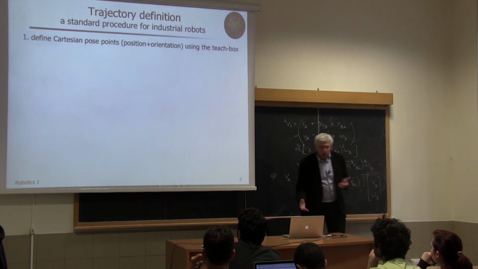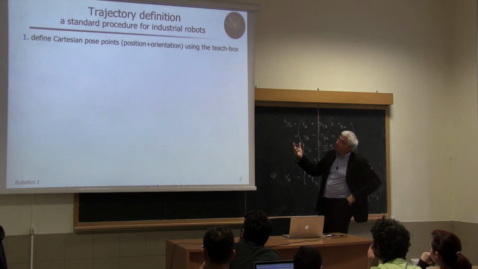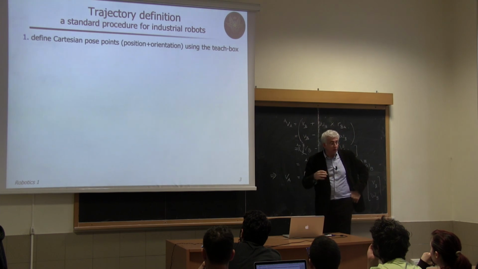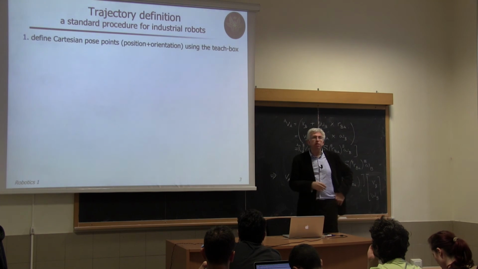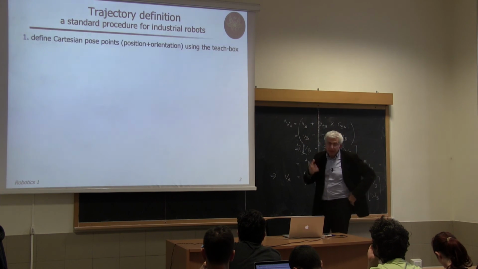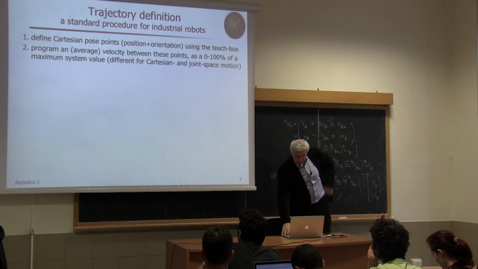So how do we do this in a standard robotic environment? This is a typical procedure. We define essentially Cartesian poses, so position and orientation, using the teach box. We move the robot, bringing the end effector to where we think things should be picked up and/or placed, or whatever, and then store this information.